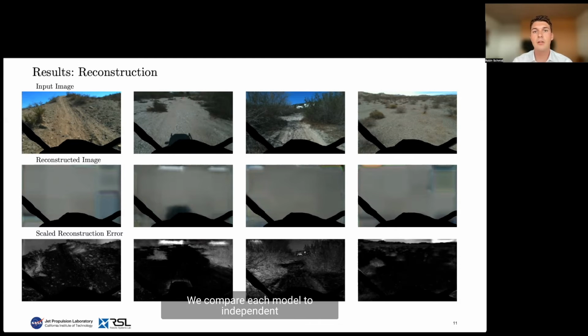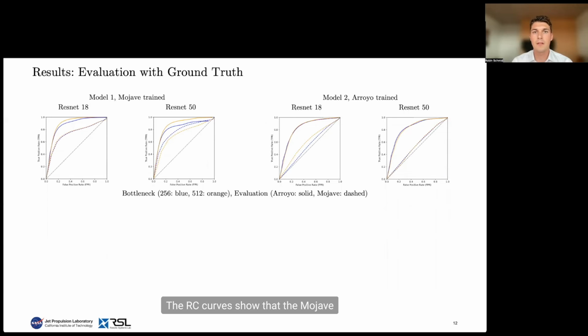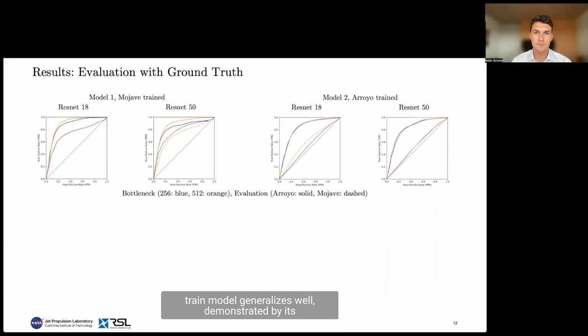We compare each model to independent test sets from Mojave and Arroyo with different bottleneck sizes and backbones. The ROC curves show that the Mojave terrain model generalizes well, demonstrated by its similar performance on the 2 test sites. However, the Arroyo model shows a lower performance on the Mojave test set.